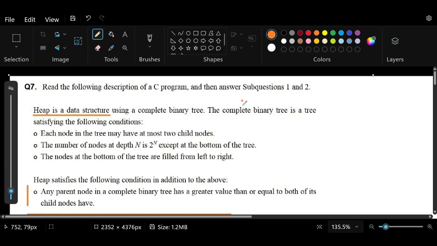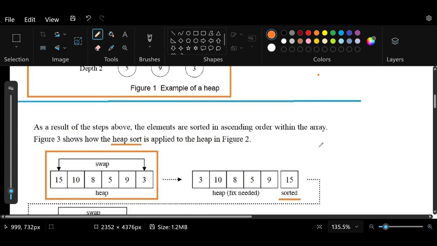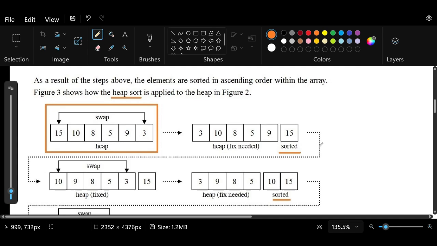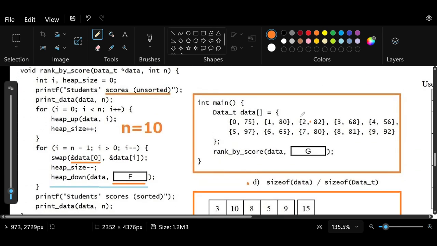Question number 7 of the PhilNITS FE afternoon portion of the exam. We are now in sub-question 1. In this question, we have to answer something about the Heap data structure. And if we look at the blank that we have to answer now, we can see that the blank is letter F, and it's gonna be something related to the heap down function.